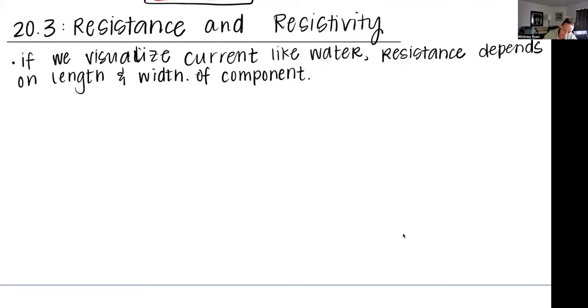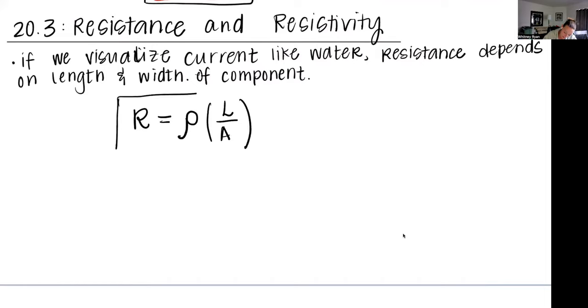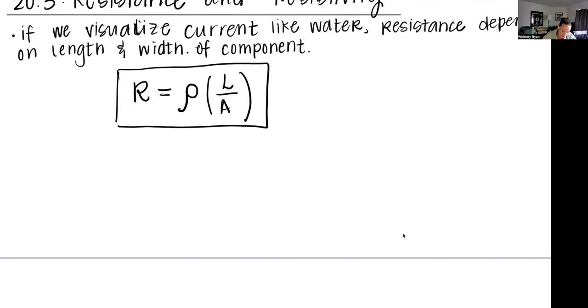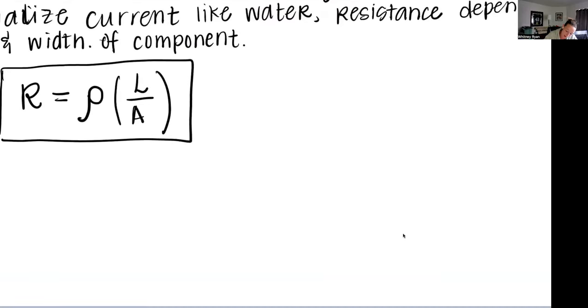So a zoomed-in picture of resistance is going to depend on something called rho times L over A. I'm going to define all these. But again, this is a very zoomed-in form of resistance. You're going to see this once in this section, and then you won't see it again. So what are these individually? L is the length of the wire.